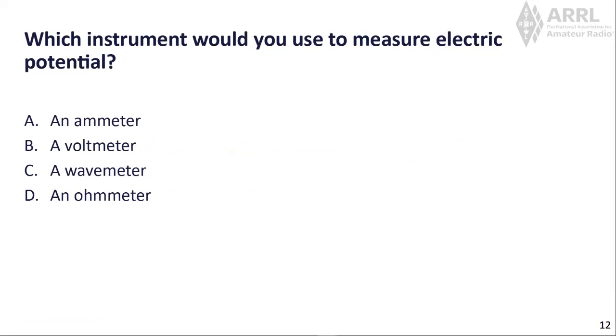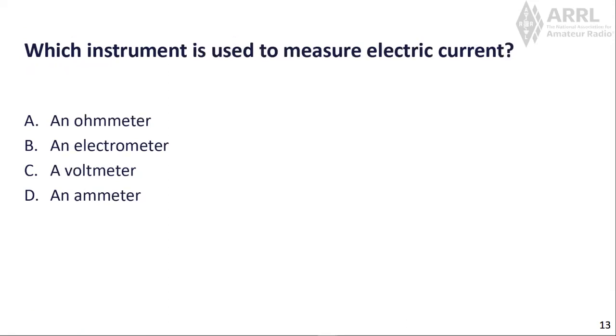Which instrument would you use to measure electric potential? B. A voltmeter. Electric potential is like electrical pressure. We measure that with volts. Which instrument is used to measure electric current? D. An ammeter.